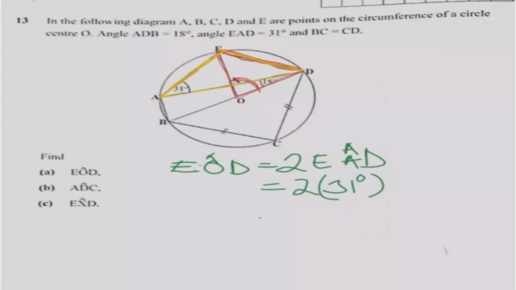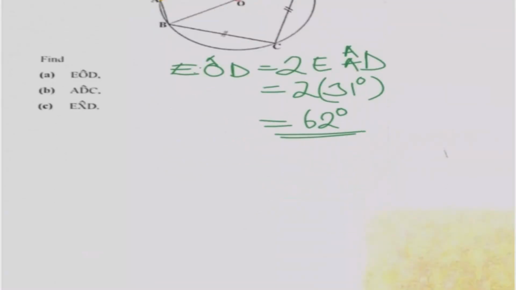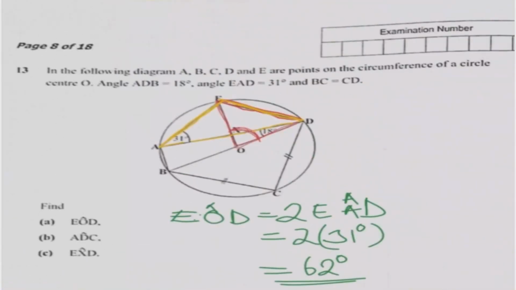Then what you can do now, we just multiply 2 times 31. 2 times 1 will give us 2, 2 times 3 will give us 6. So that is 62 degrees. Okay, so what we can do now is go where we are supposed to record the answer and say angle EOD. Angle EOD is equal to 62 degrees.